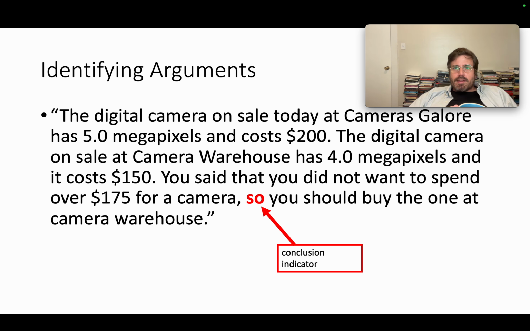The digital camera on sale today at Cameras Galore has 5 megapixels and costs $200. The digital camera on sale at Camera Warehouse has 4 megapixels and it costs $150. You said that you do not want to spend over $175 for a camera, so you should buy the one at Camera Warehouse. So the first thing you should highlight or be aware of is our conclusion indicator, the word so, right? That word so should indicate to you that the conclusion follows. You should buy the one at Camera Warehouse. You should buy that camera. So once we have that conclusion highlighted, and I encourage you to write it down, now go back and try to find the premises that are offered in support of that conclusion.